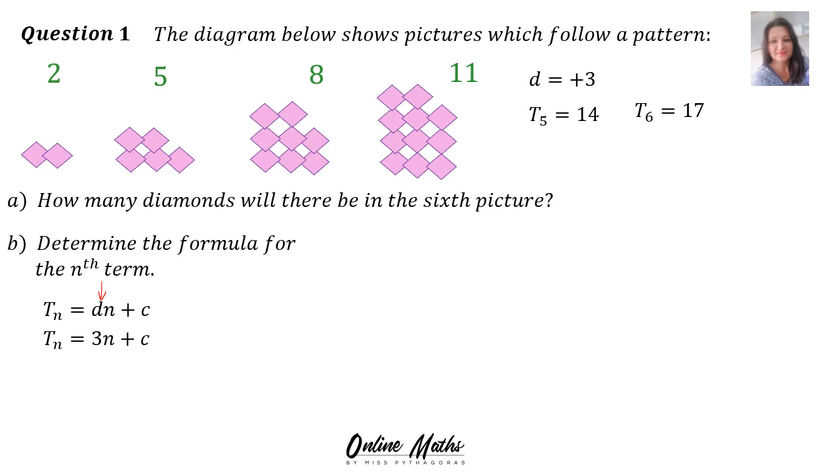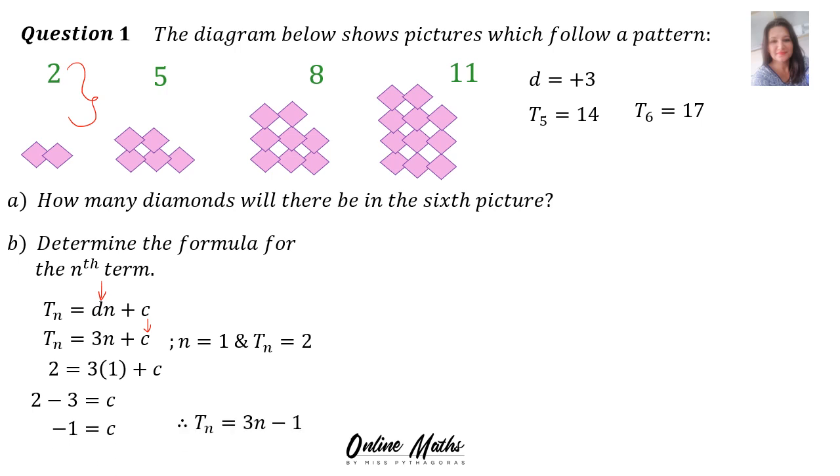And then to find a value for c, we zoom in on the first term. On the first term, n is equal to 1 and Tn, the value, is equal to 2. We substitute in Tn's place 2 and in n's place 1. And now we're going to solve c. So we say 2 minus 3 is equal to c, and c's value is -1. Therefore, the formula for the nth term, or the general formula, is Tn is equal to 3n minus 1.